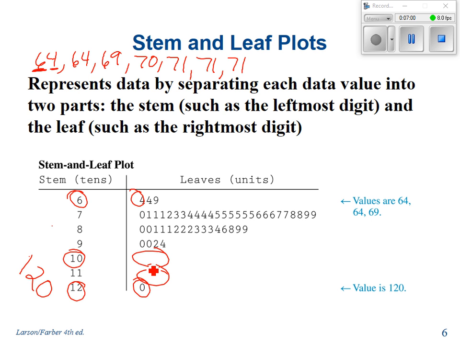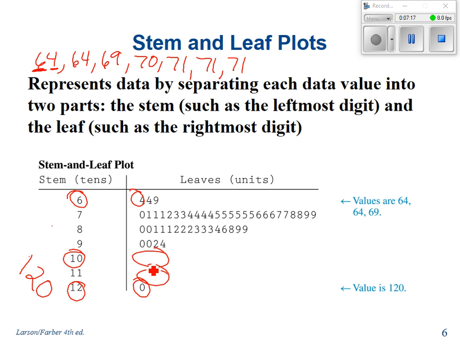In a second, one of the slides shows an unordered stem and leaf plot. Don't ever do that. That's a waste of time. If you unorder it, then you might as well have left it as the list, because it doesn't help anything.